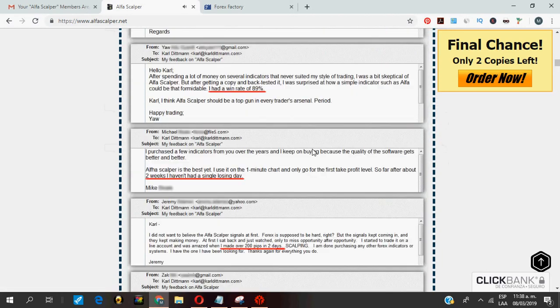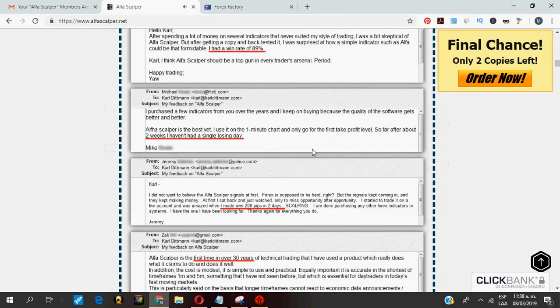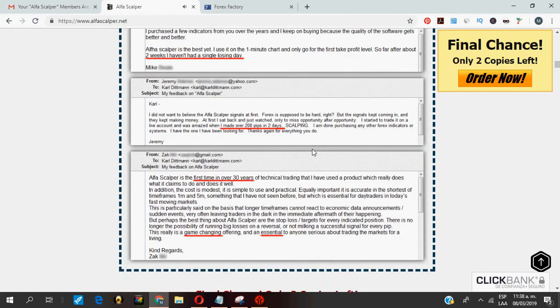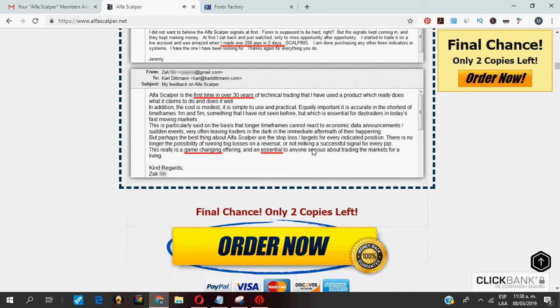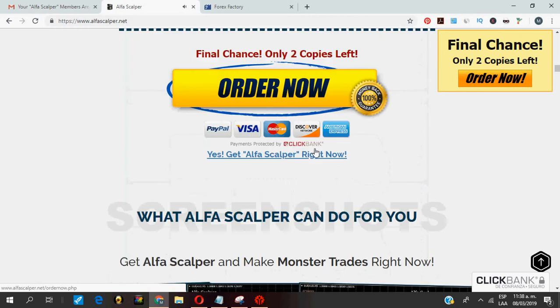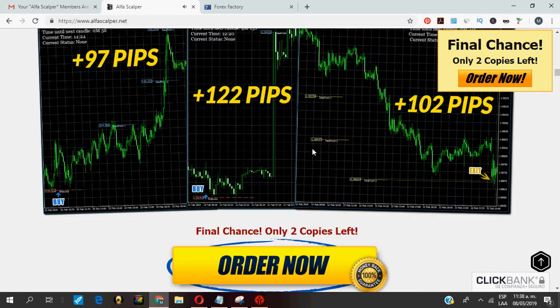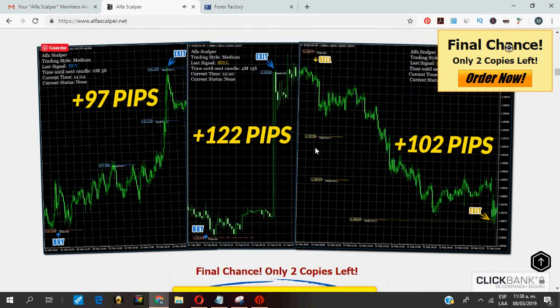No repaint, highly accurate buy-sell signals, special adaptive take-profit technology, 3 types of signal alerts, and multiple trading styles, all in just one indicator. Believe me, Alfa Scalper will help you make great stable profit if used correctly. All you have to do to start winning more trades is follow the simple trading rules.